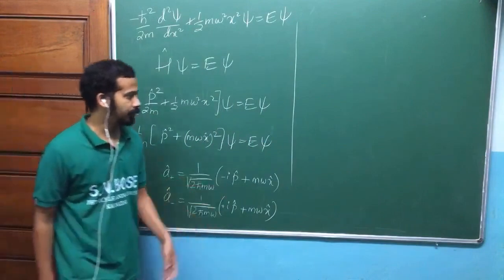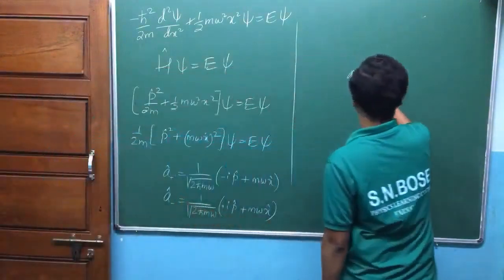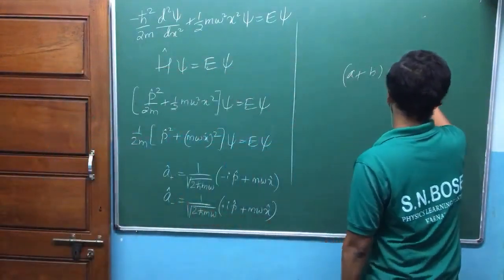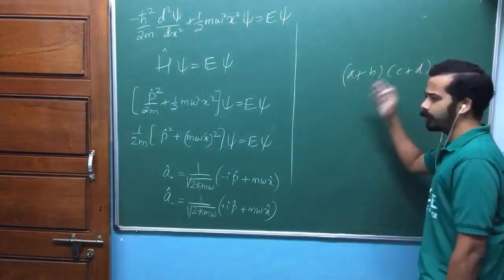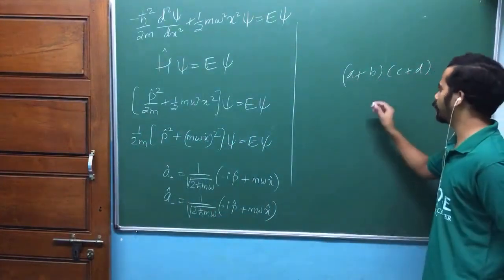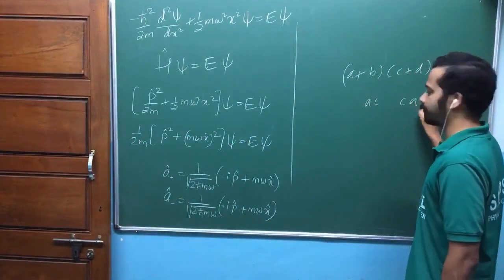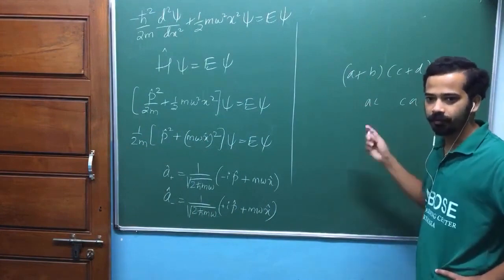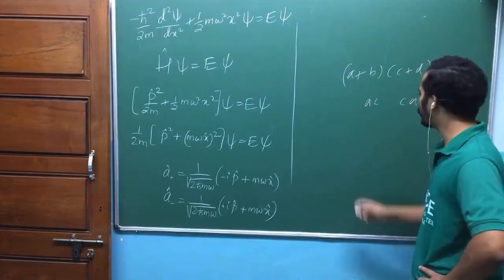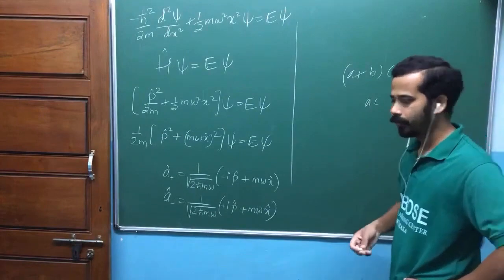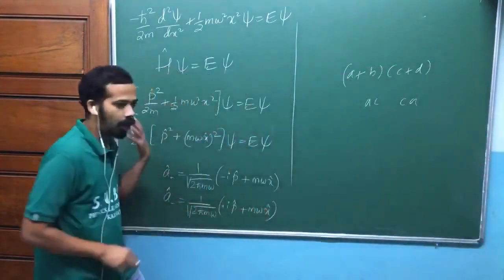Now let me multiply this. Look at here. When you have a plus b into c plus d, you will just multiply as it is. You don't care whether you write AC or CA. Both are the same. But in the case of operators, they need not be the same. Why? This is an operator. You are going to operate on something.